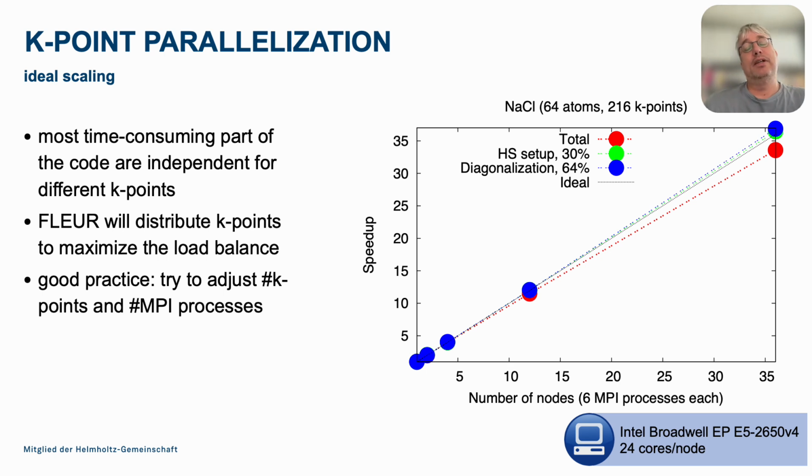In order to achieve that, you have to adjust your number of k-points and MPI processes. Usually you are given a number of k-points you want to simulate, and then you have to choose your MPI processes in a way that you can easily distribute them. So if you have 10 k-points, you can use 10 MPI processes very efficiently. You can also use 5 MPI processes, but it's not such a good idea to use, I don't know, 7 MPI processes when you have 10 k-points, because then you cannot distribute the k-points equally on the MPI processes, and this is something which FLEUR will not do.